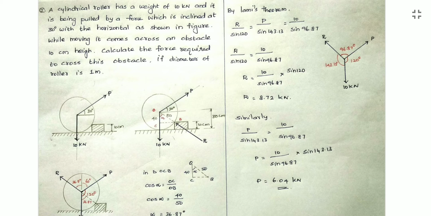Now, what are the forces acting on the roller? First, the 10 kilonewton weight, it is always acting downwards. Then the externally applied force P is there. What are the other forces? Here we consider the reaction force. The reaction force will be generated at the contact point, at the point B of the obstacle. The reaction force is always acting towards the center of the roller.